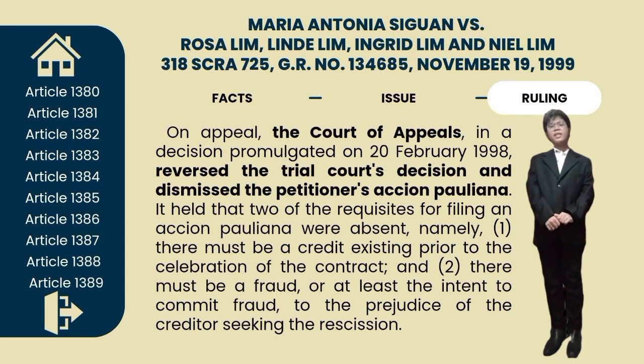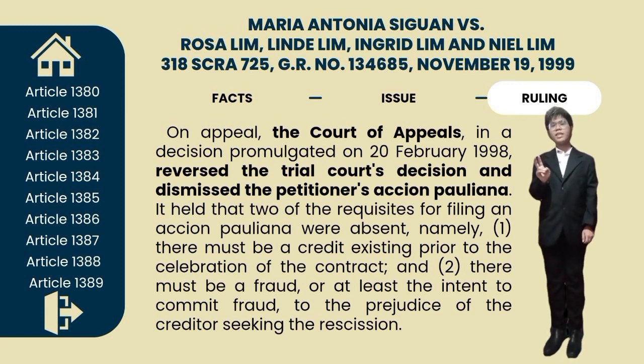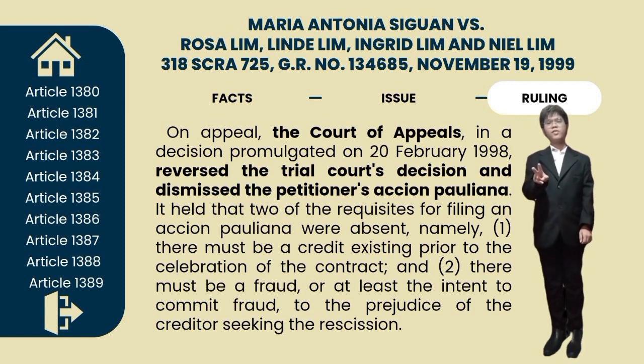On appeal, the Court of Appeals, in a decision promulgated on 20th of February 1998, reversed the decision of the trial court and dismissed the petitioner's action Pauliana. It held that two of the requisites for filing an action Pauliana were absent, namely: the first, there must be a credit existing prior to the celebration of the contract; the second, there must be a fraud or at least the intent to commit fraud to the prejudice of the creditors seeking the rescission.